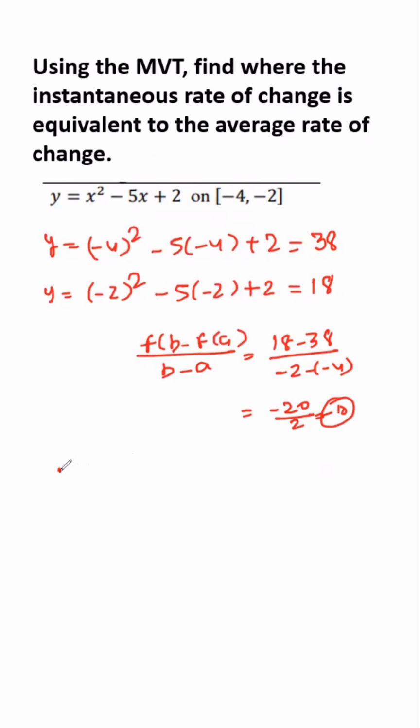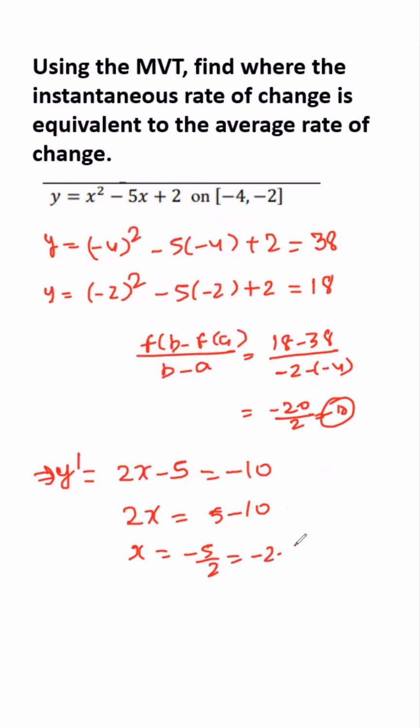Now, y prime, the differentiation of the function, would be 2x minus 5. So the point where this is the instantaneous rate of change, y prime, and this is the average rate of change. So the instantaneous rate must be equal to the average rate. So let's find out this value. So it will be 2.5. Now we know that this value would lie between -4 and -2.